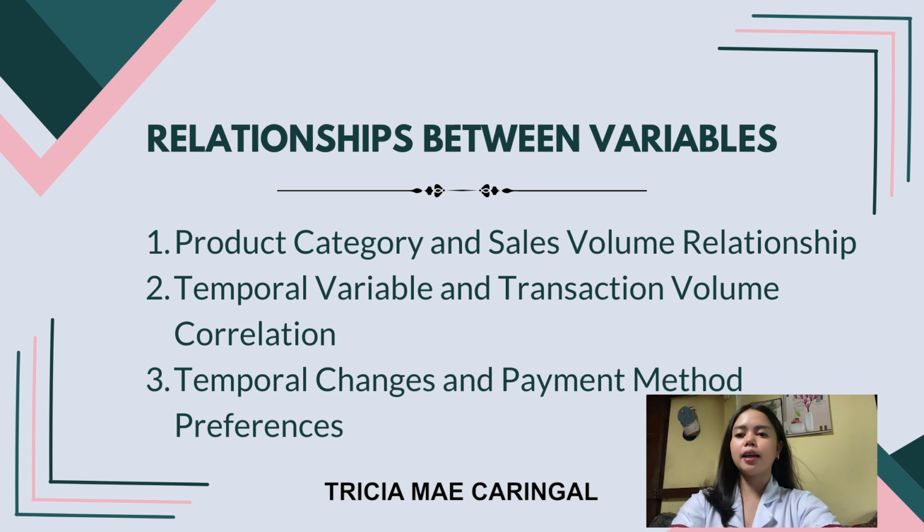Product category and sales volume relationship. Ito ay tumutukoy sa kung paano naaapektuhan ng uri ng produkto ang dami ng benta. Halimbawa, may mga kategorya na mas mataas ang demand kaysa sa iba.